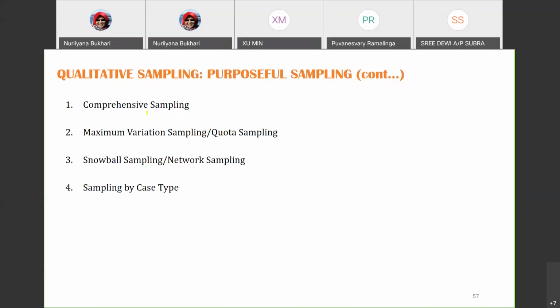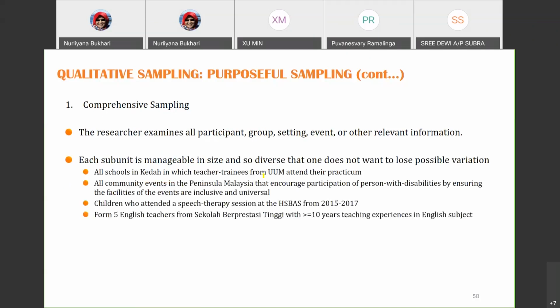There you go. Comprehensive, maximum variation sampling, same as quota sampling, snowball, and case type. I have all this, but most of you are doing quantitative, so let me know if you need me to go through. What slide are we on now? Let me check.